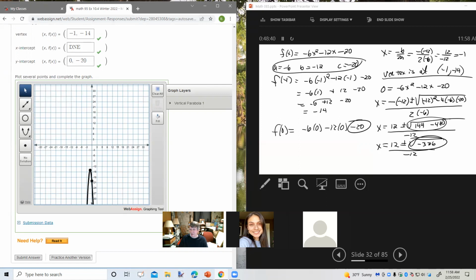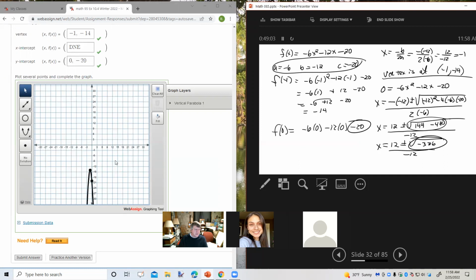How do we know there's no x-intercepts? Because back over here, the stuff underneath the radicand, that thing's called the discriminant, the b squared minus 4ac. If that's negative, you're not going to have real x-intercepts, okay? Any questions about that?